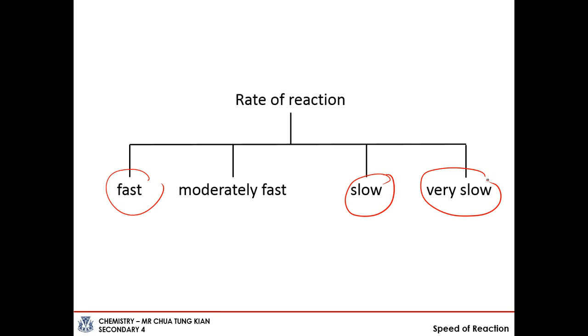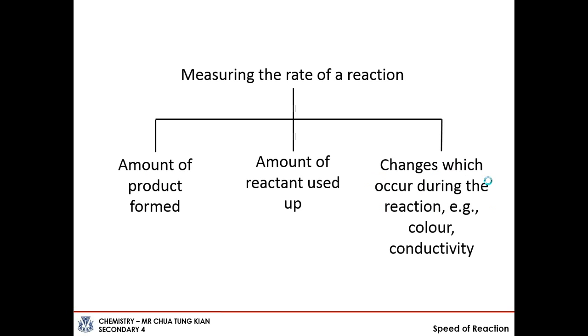So now let's move on into the pre-learning section. There are 3 ways of measuring the rate of a reaction. You notice that I do not use the word speed of a reaction, even though the topic is speed of reaction, because technically speed, you can't really measure speed. Speed is not a vector quantity. Rate, rather, it's defined as the change of something per unit time.